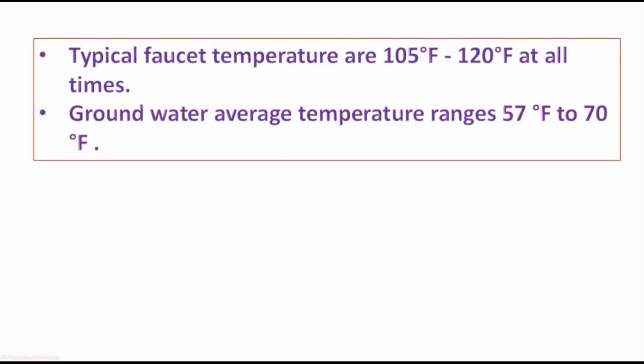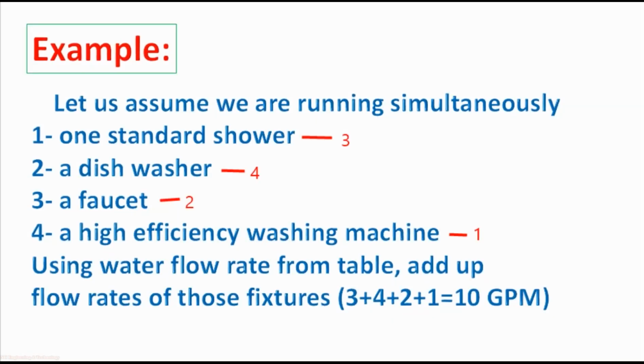Typical faucet temperature ranges from 105 degrees Fahrenheit to 120 degrees Fahrenheit, but for actual calculation you need to consider your actual requirement. Groundwater average temperature also ranges from 57 degrees Fahrenheit to 70 degrees Fahrenheit, but for your calculation you need to consider what is available in your area. For your calculation, you should consider the actual requirement of your appliances, which you can find from the catalog of your appliances, or you can ask the supplier.